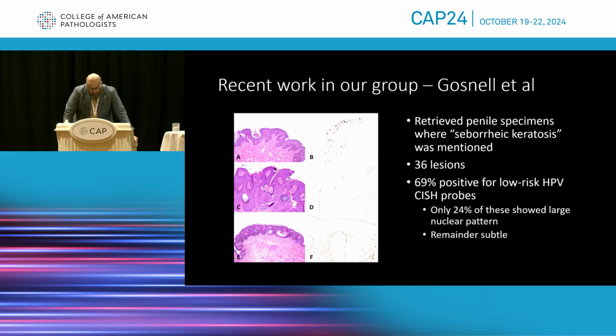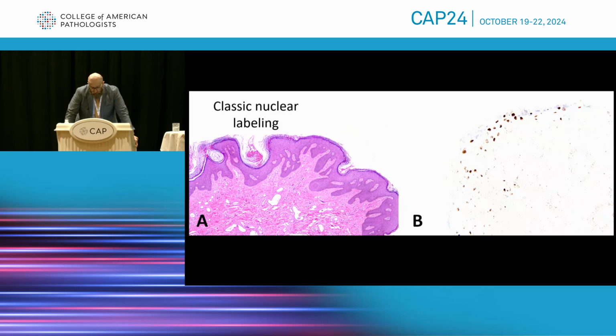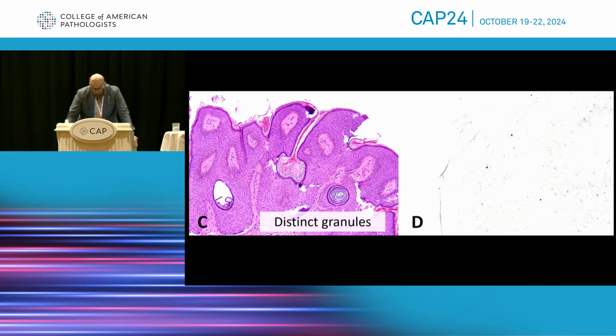Interestingly, we often think of low-risk HPV, at least in our group, as showing a big, chunky nuclear staining pattern when you have a low-risk positive sample. But only a minority of the specimens in our study had this discrete nuclear staining pattern where the globs of staining are very large. The remainder of them had more of a fine granular pattern like we normally expect with the high-risk HPV probes.